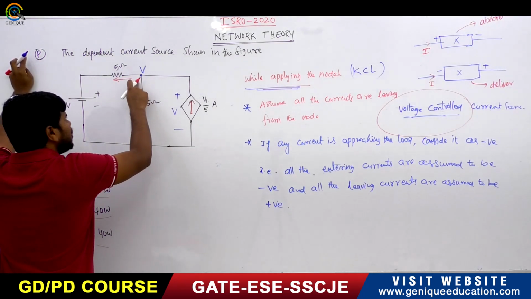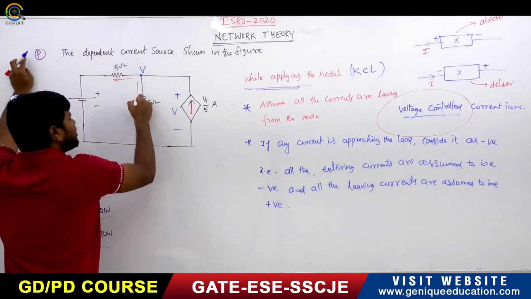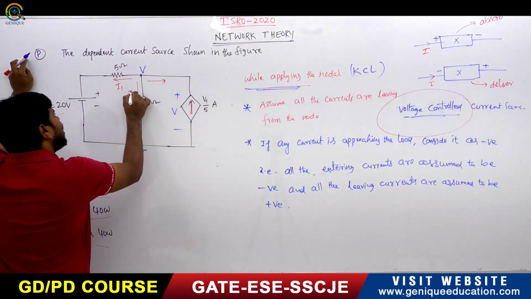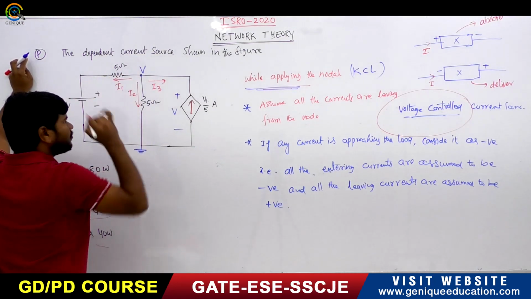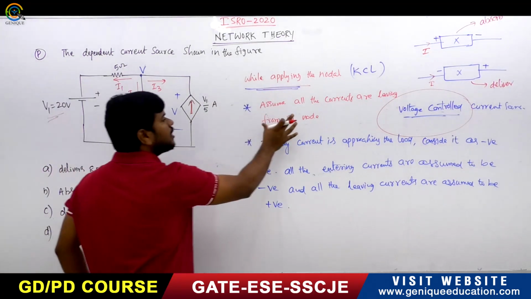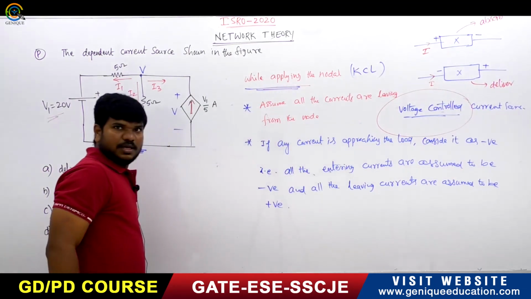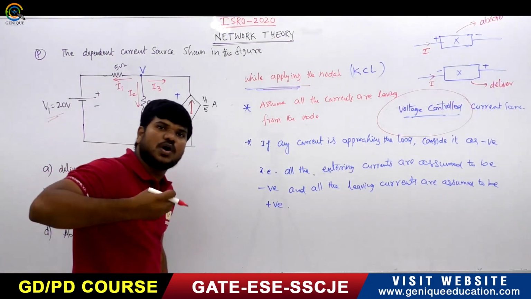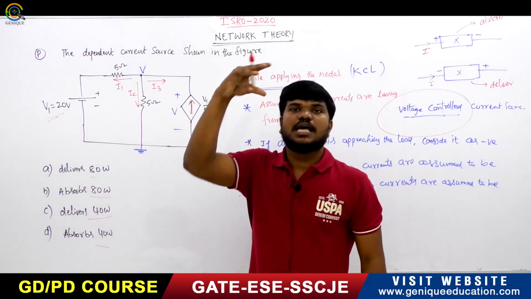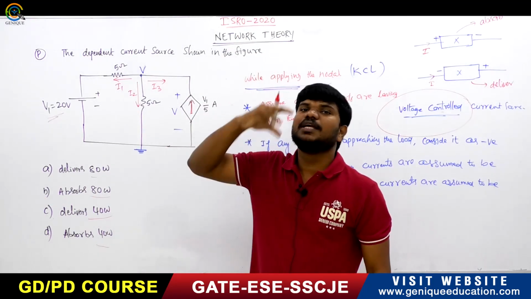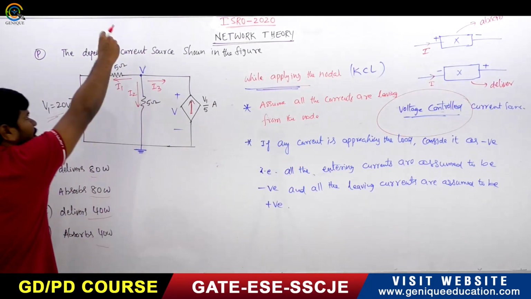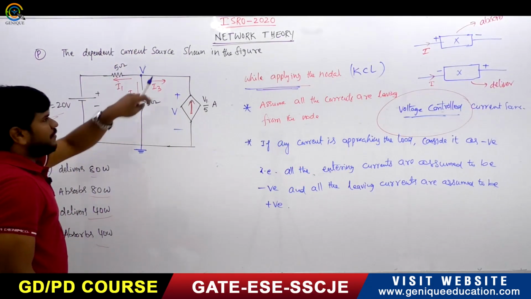How many branches are there? 1 branch, 2, 3. There are 3 branches. Let us suppose these currents are I1, I2, I3. Now assume all the currents are leaving the node. Why will they leave the node? I am assuming the voltage at this point has higher potential. If I assume that, then all the currents are leaving the terminal.